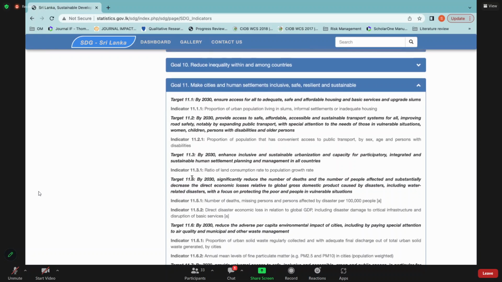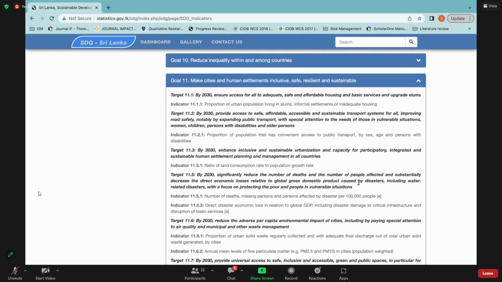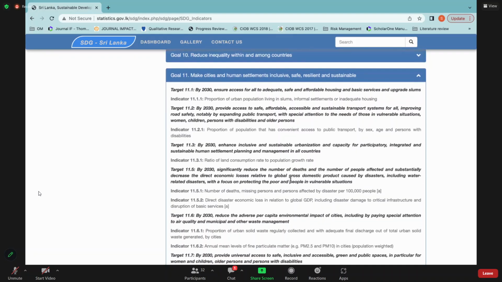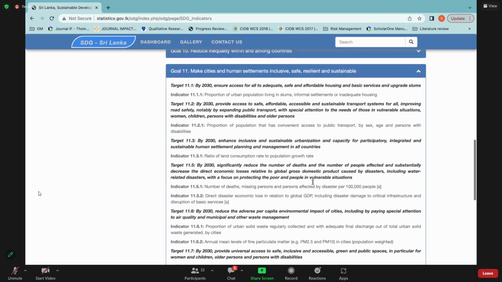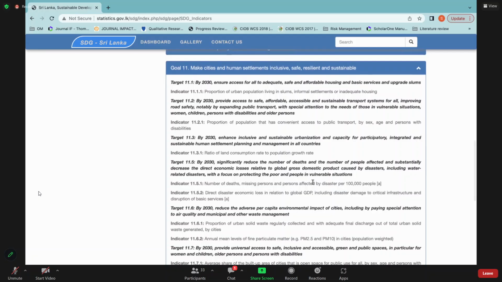And then for target 5, by 2030, significantly reduce the number of deaths and the number of people affected, and substantially decrease the direct economic losses relative to global gross domestic product caused by disasters, including water-related disasters, with a focus on protecting the poor and people in vulnerable situations. How can we measure that? How can we check whether we are achieving that?